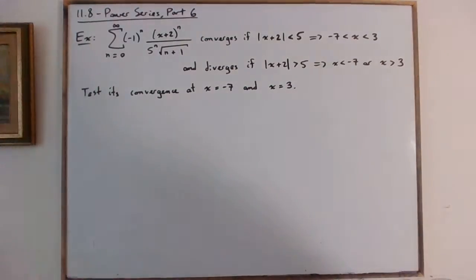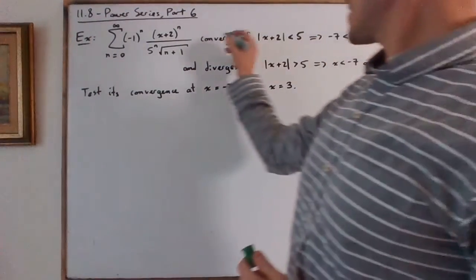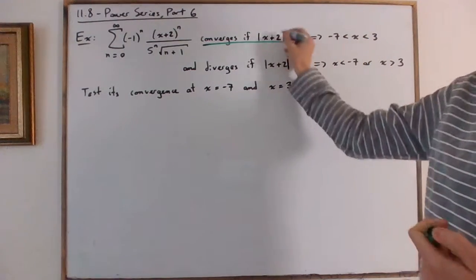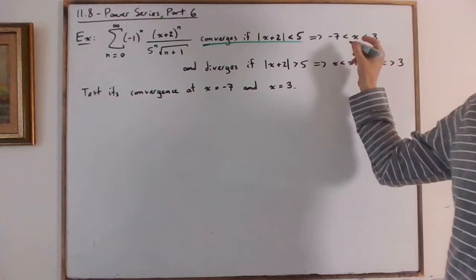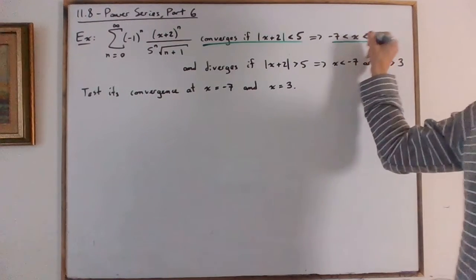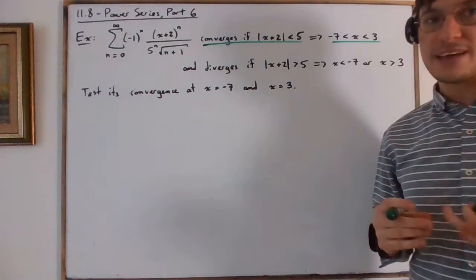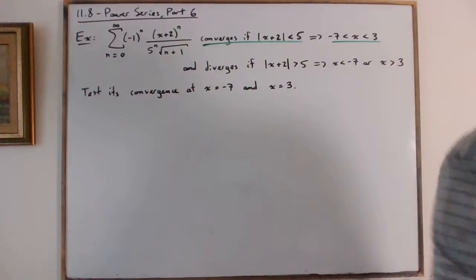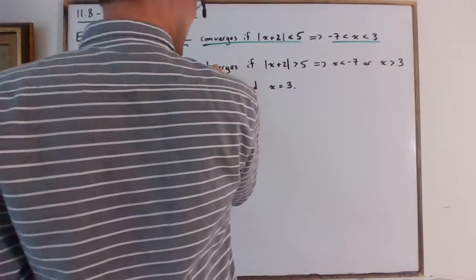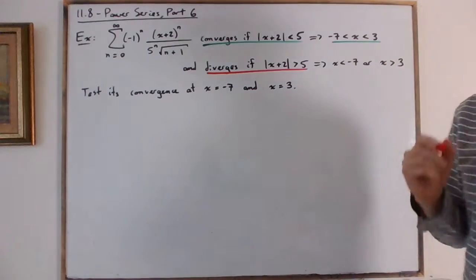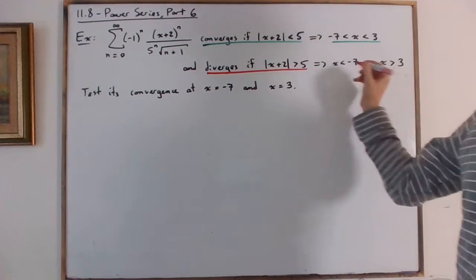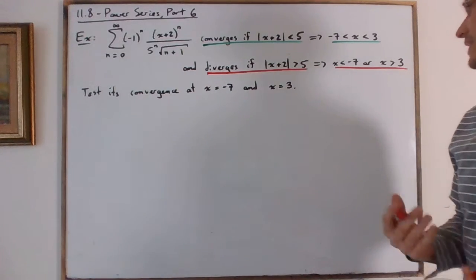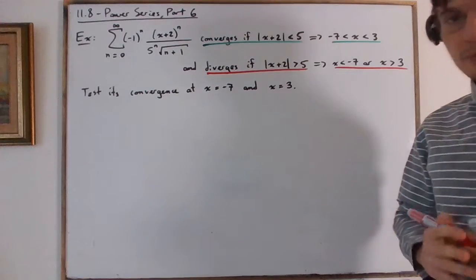Let's do some underlining over here. We saw that it converges if x plus 2 is smaller than 5, which means the absolute value of x plus 2 is smaller than 5, which corresponds to all the values of x strictly between -7 and 3. And we saw that it diverges if the absolute value of x plus 2 is greater than 5, which means the values of x that are strictly below -7 or strictly above 3.